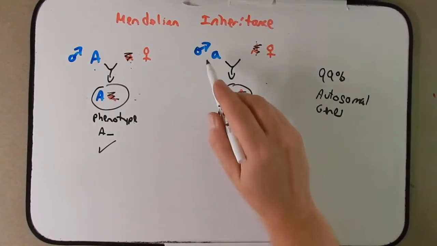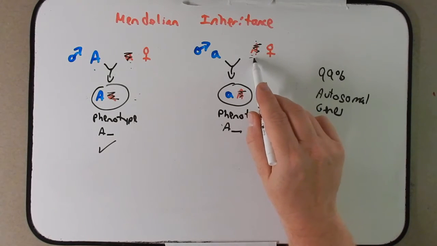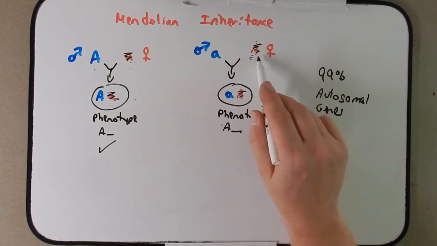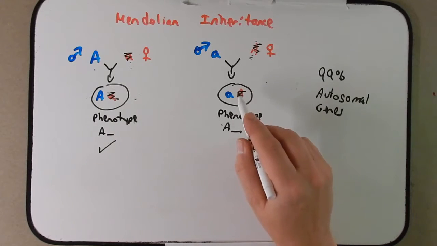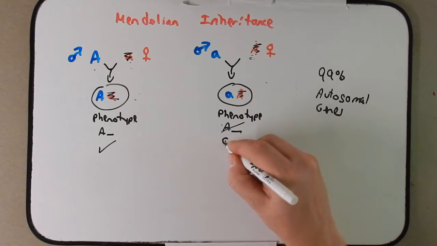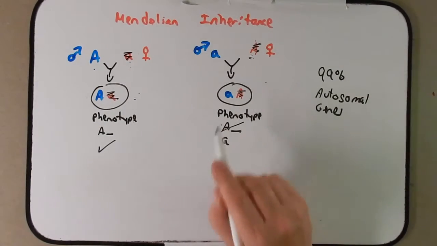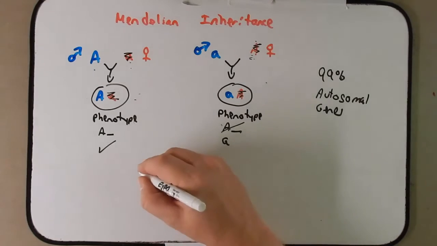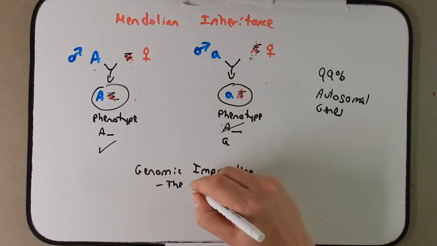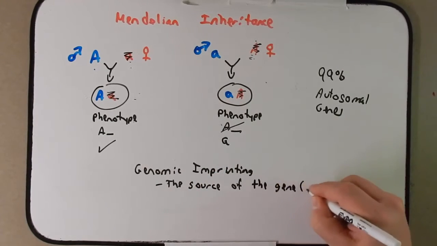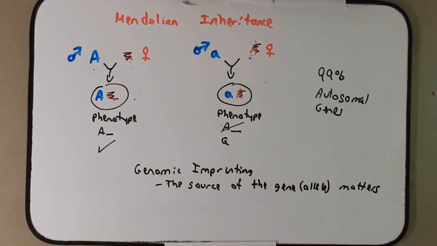However, in this case, because dad's copy is mutated, mom's copy, which is the wild type copy, the healthy copy, is shut down and it's not being expressed, so it doesn't really matter what it is. The only one that's expressed here is going to be the little a, in which case now the phenotype will be that of a little a, which would be the mutant phenotype. So for genomic imprinting, as the definition on the previous board suggested, the source of the allele matters, whether you get it from mom or dad.